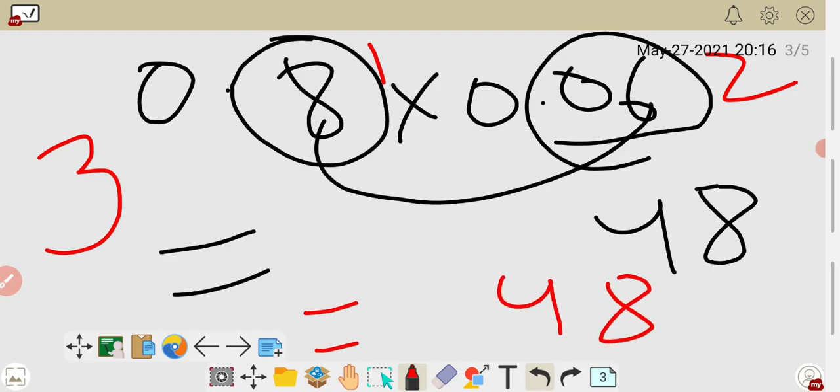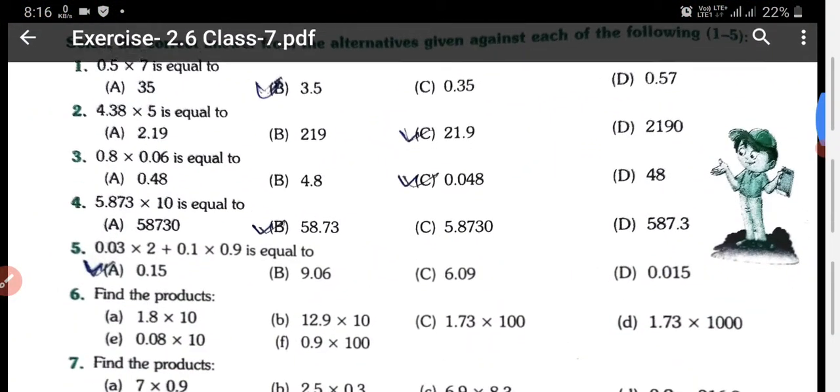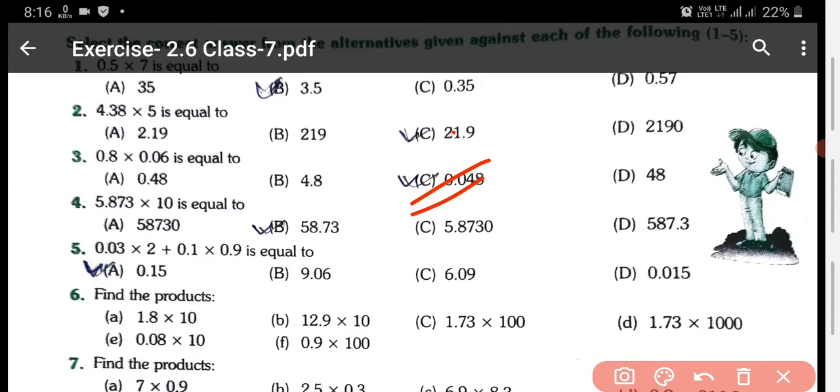So it is 48 already, then 1 digit, 2 digits, but 3 digits are not present here. So from your side you have to introduce 0 here. Now it becomes 3 digits. Now put the decimal. At the very start of the decimal, always put 0. So your answer is 0.048. It is the correct answer, that is option number C. Now question number 4.